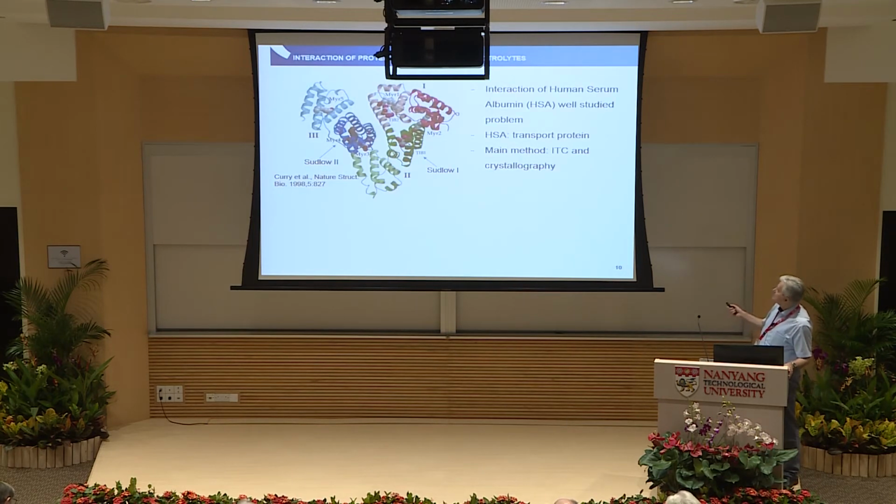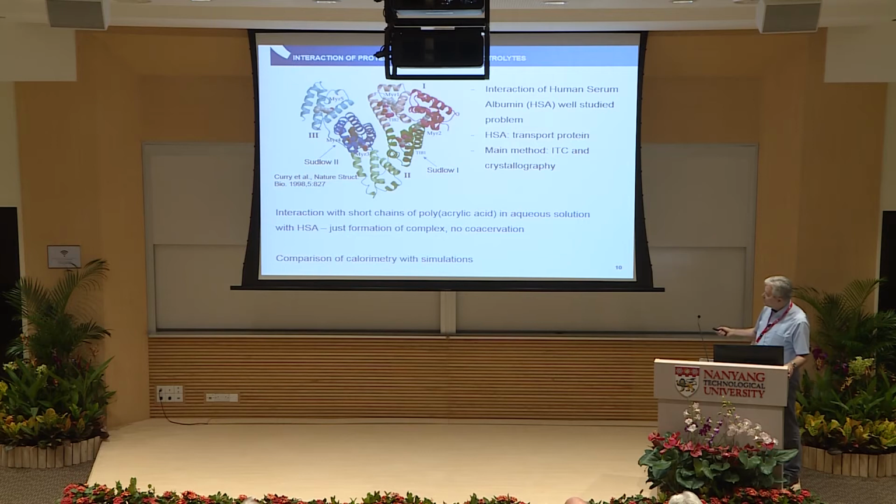We started out by looking into HSA, which is, of course, the most abundant and the most studied protein. You have these different sites. In many respects, HSA, human serum albumin, is sort of the garbage worker of your body. So we looked into the interaction of this HSA with short chains of polyacrylic acid at approximately pH 7. We took a very short chain with 25 units only.